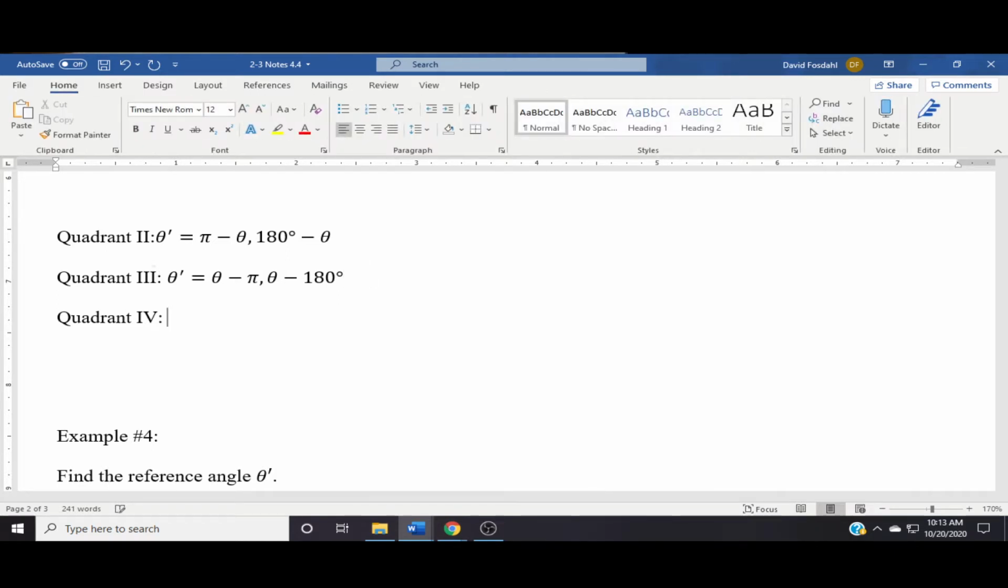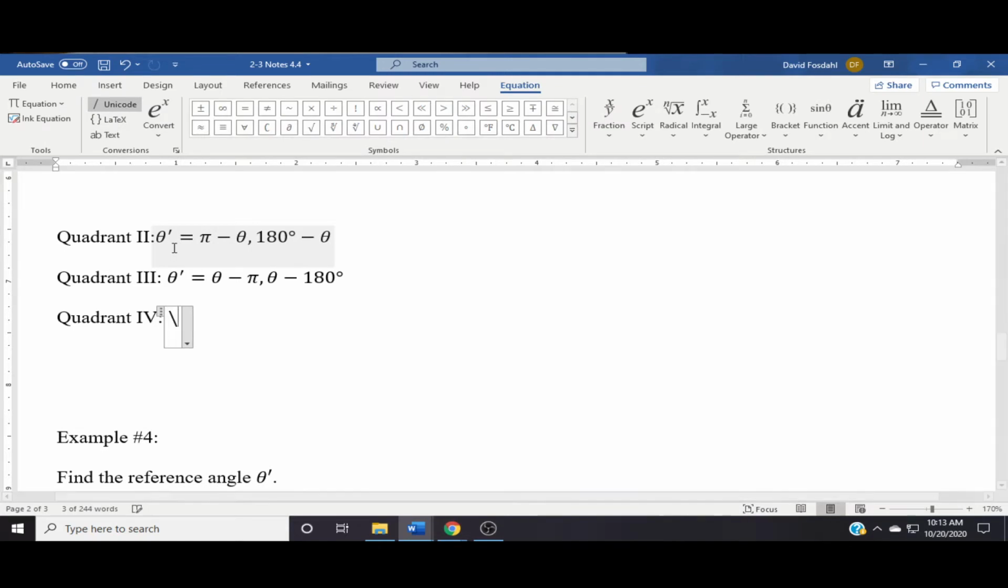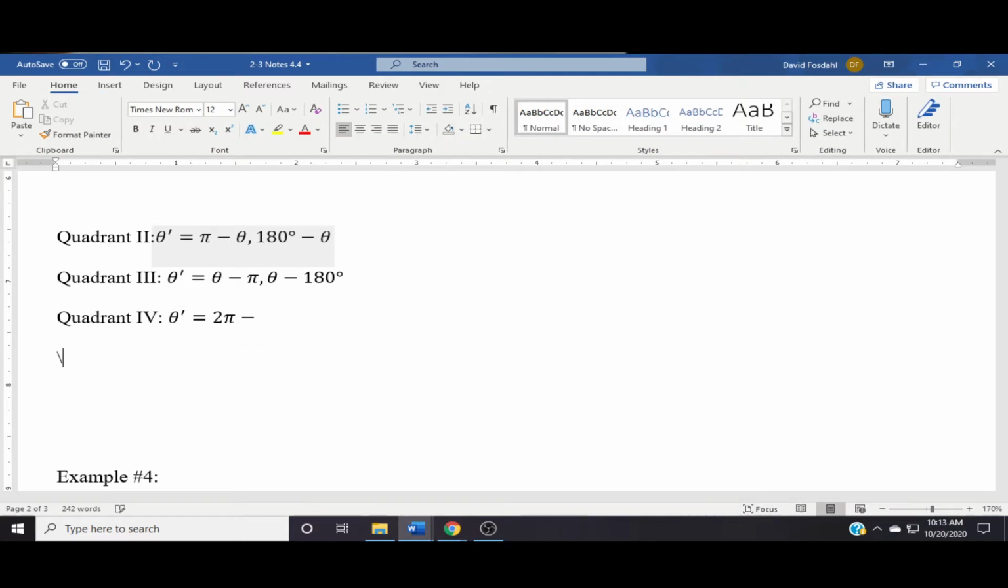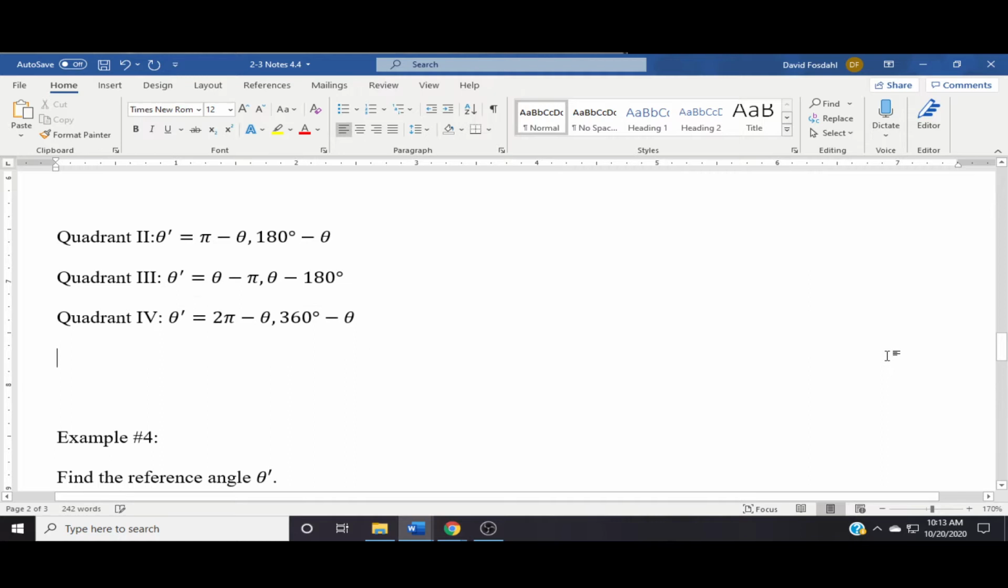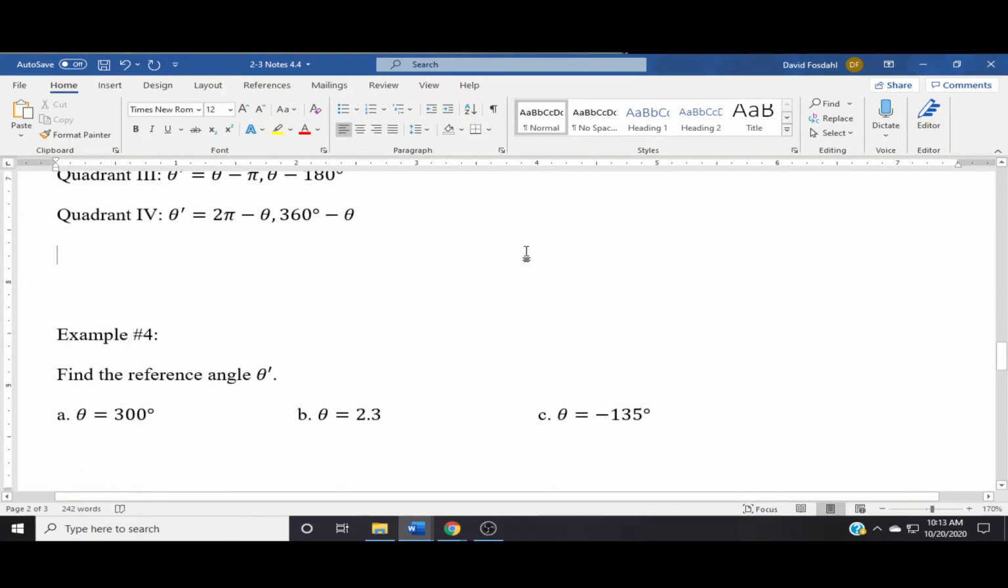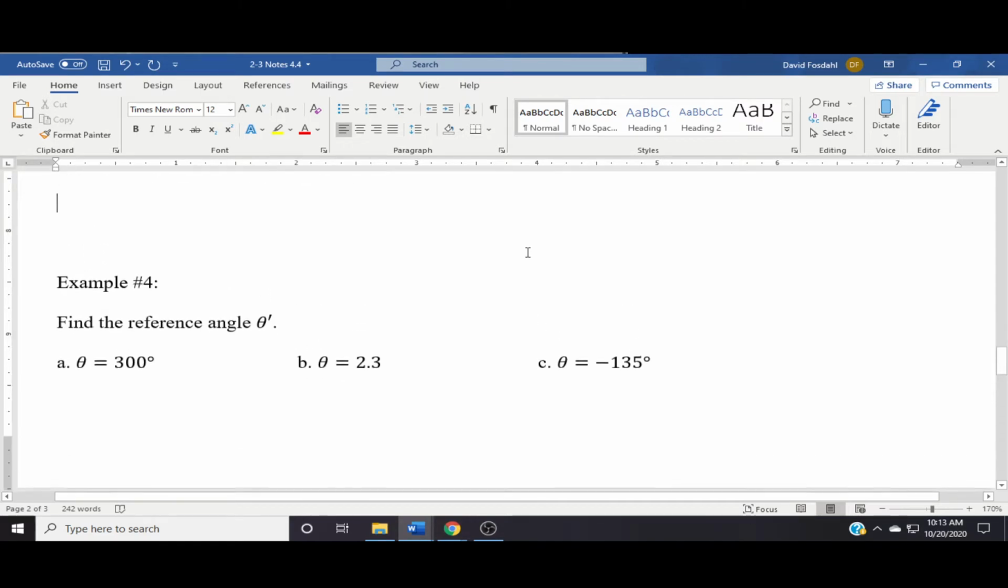Okay, and what about quadrant 4? Well, what's our horizontal line? That's going to be 2 pi minus theta, or 360 degrees minus theta. Okay, these are our different ways of finding reference angle. So let's actually look at what a reference angle looks like, okay? It'll be easier to actually visualize this.